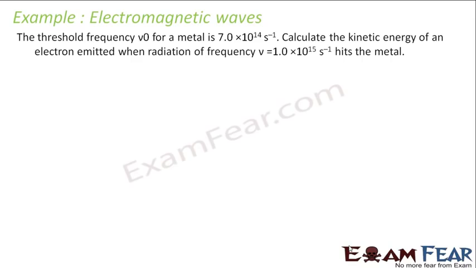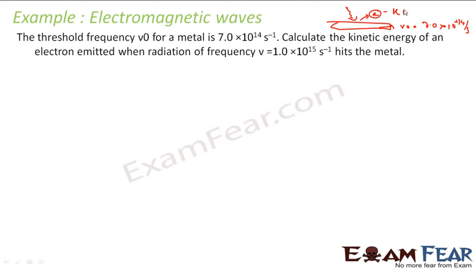Let's take one more example. The threshold frequency of a metal is 7.0 into 10 to the power 14 per second. Calculate the kinetic energy of the electron emitted when radiation of this frequency hits the metal. It's a pretty easy question again. See, there is a metal whose threshold frequency ν0 is given, that is 7.0 into 10 to the power 14 per second, and we have to find the kinetic energy of the electron.